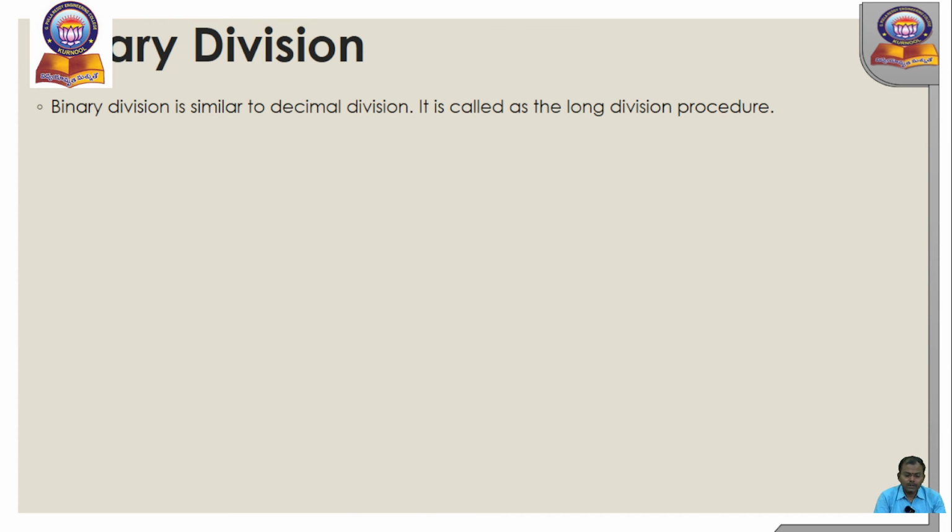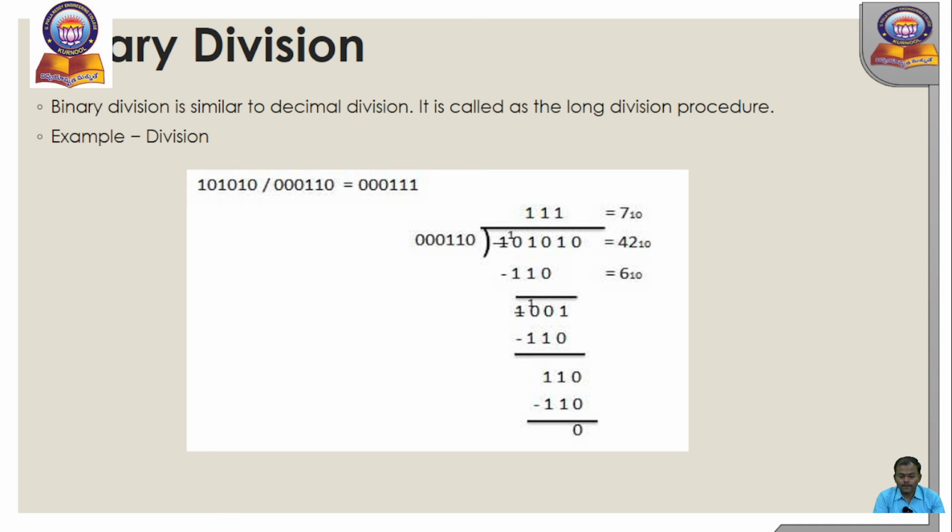Then the fourth binary arithmetic operation is binary division. Again, binary division is similar to decimal division. It is called the long division procedure. Whatever method we follow in decimal division, we also follow in binary division, but the numbers are only zeros and ones, like this.